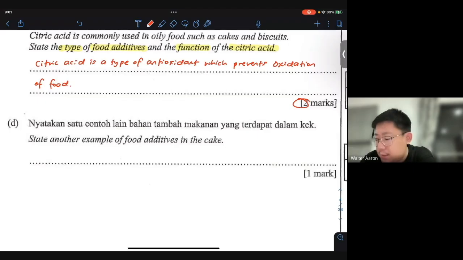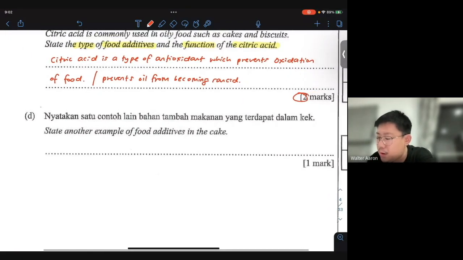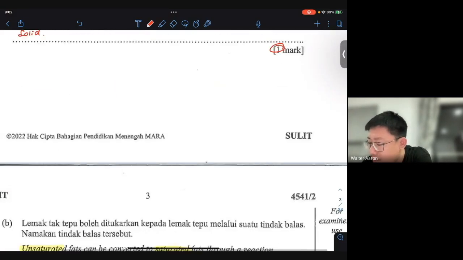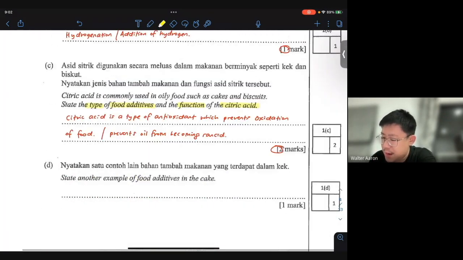So you can put slow down or prevents, up to you. You can also put there prevents oil from becoming rancid. That could also be another function. Rancid causes a weird smell, because of bacteria contamination. Then, give another example of a food additive in the cake. The food additive that you can see over here will still be lecithin, for example. So you can add it as a thickener.